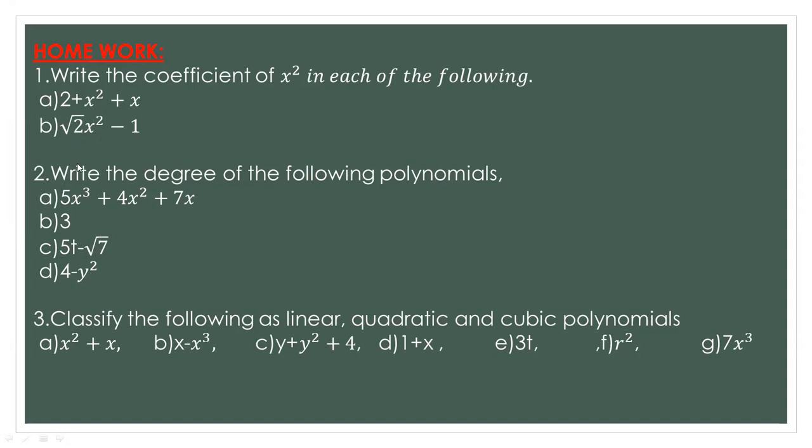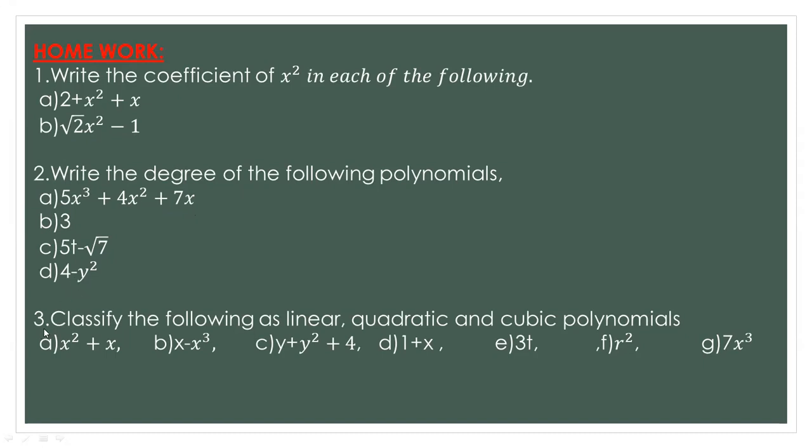Question number 2, write the degree of the following polynomials. In this, first one is 5x cube plus 4x square plus 7x. Second one is 3. Third one is 5t minus root 7. Question D, 4 minus y square.